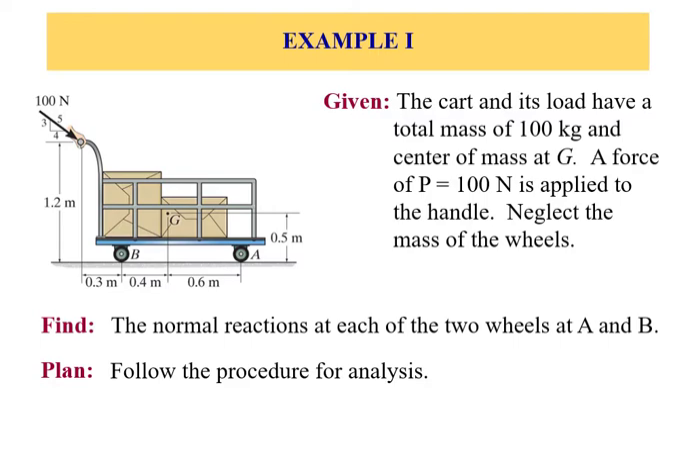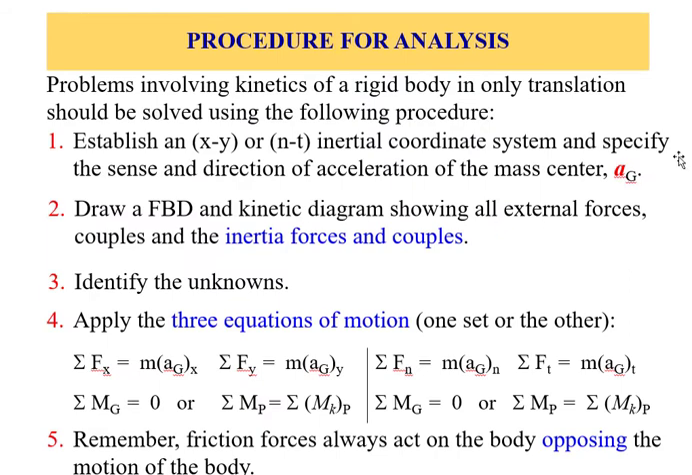First, you have to establish a coordinate system, whether it's going to be an X and Y or a T, initial coordinate system. And then specify the center of the mass and give a sense of direction for the acceleration of the mass, AG. We draw the free body diagram and also the kinetic diagram showing all the external forces.